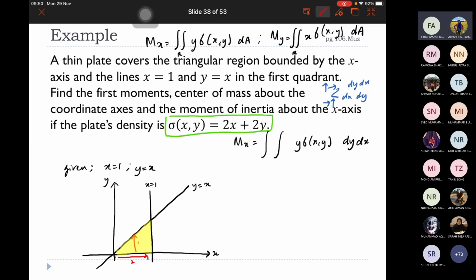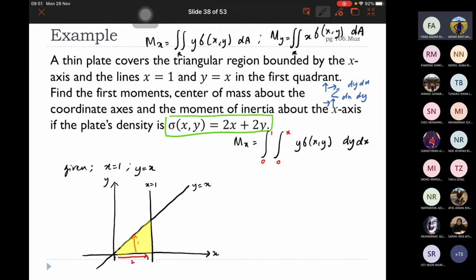Ada yang dapat tak? 0 sampai X. 0 sampai X, lagi satu? 0 sampai 1. 0 sampai 1. Okey, betul. Okay. Siapa yang jawab tadi tu? Suhaib. Oh, Suhaib. Okey, Suhaib. Itu kalau dy dx.